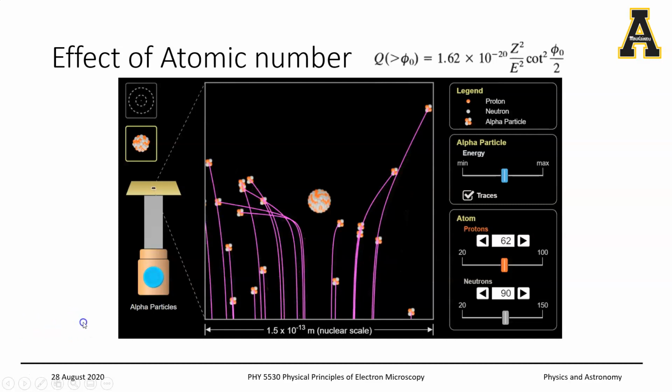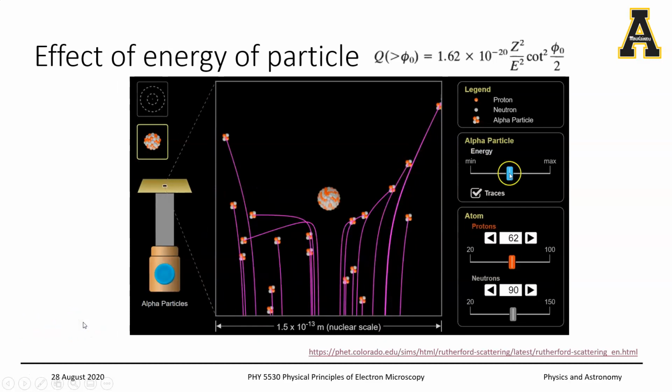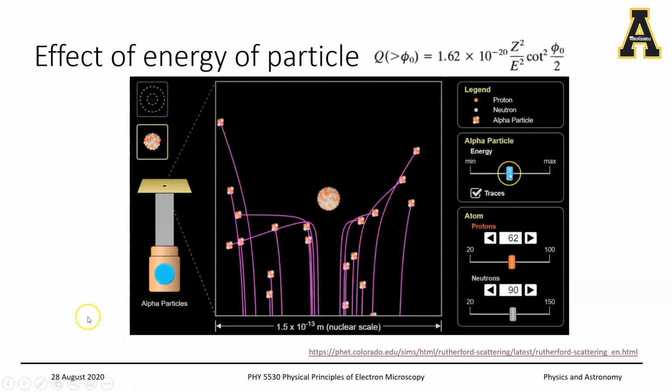Okay, so let's move to the next simulation, which is the effect of the energy of the particle itself. In this case, we are going to keep the protons and the neutrons in the atom constant. I'm just going to change the energy of the incoming particles, which basically means you're applying a different voltage to the electrons in the gun, right? And because the square of the energy is inversely proportional to the scattering cross section, you will see that higher energy particles are able to approach closer to the nucleus, right? So let's play this video here.